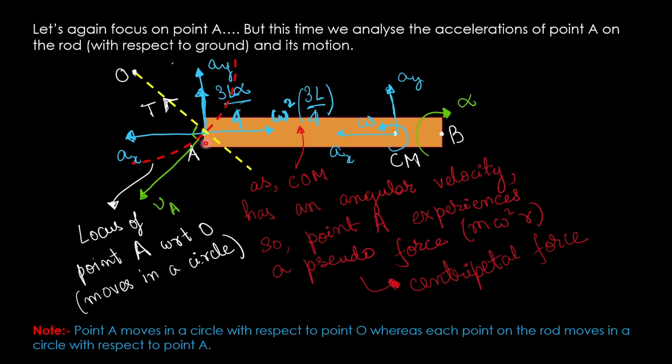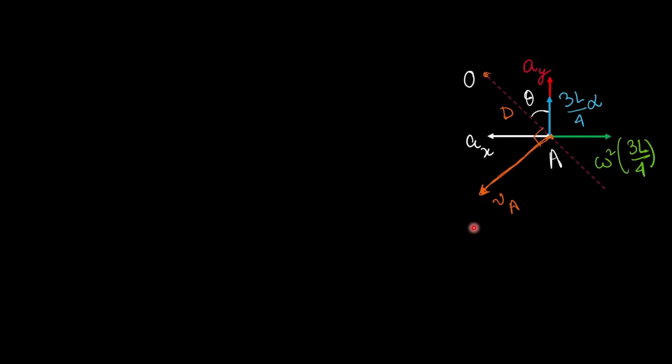So with respect to point A, each and every point of the rod moves in a circle, and point A itself moves in a circular path with respect to the point of suspension O. And here I have already mentioned that this is due to the pseudo force m omega square r experienced by point A with respect to the center of mass. So this is the centripetal force, and the acceleration is omega square 3L by 4. So we again closely analyze this entire diagram that we drew there, the accelerations of point A.